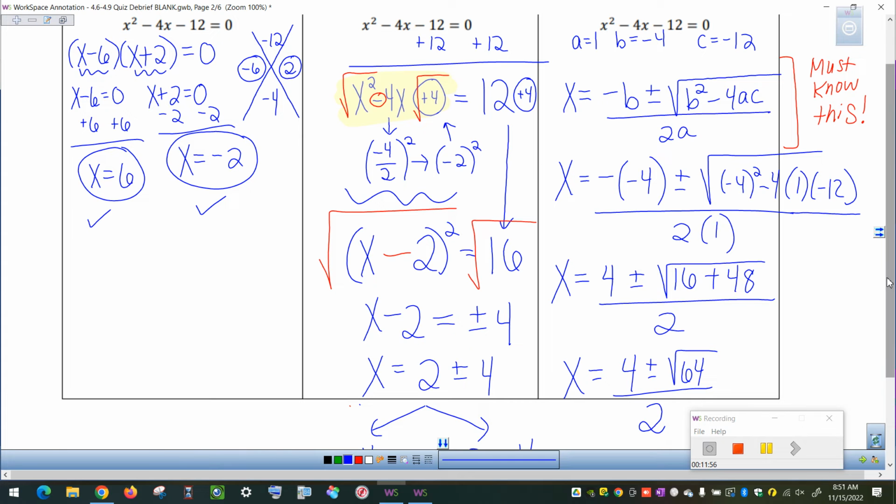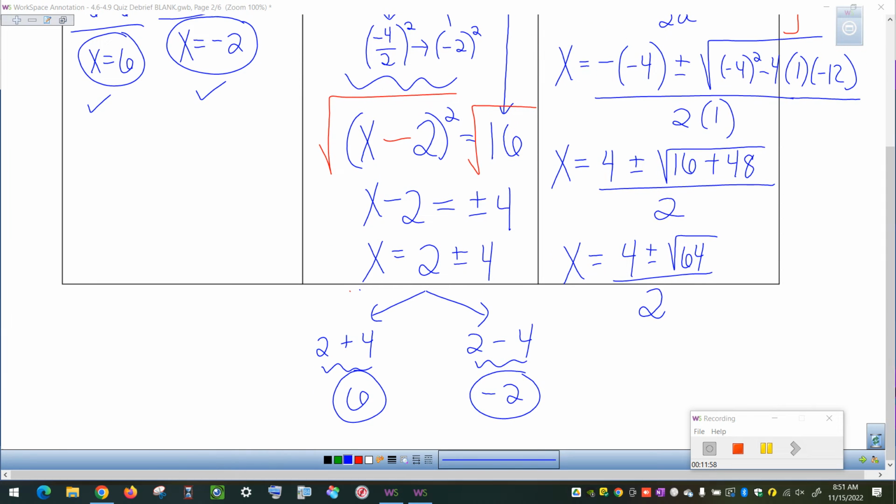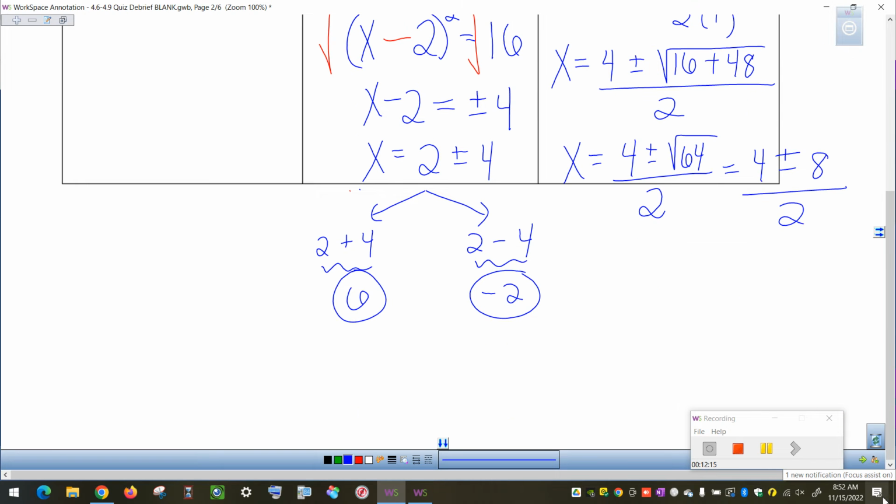Notice that that is a number that we can take the square root of. And that's why we get rational solutions. They're not irrational because we don't have the square root symbol in the answer. So we're going to keep going with this. So it's 4 plus or minus 8 divided by 2.